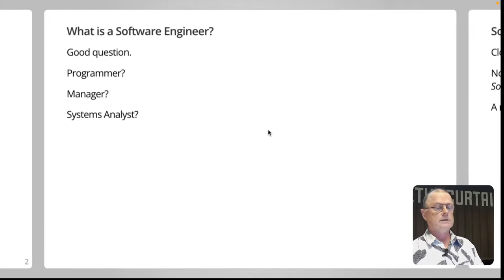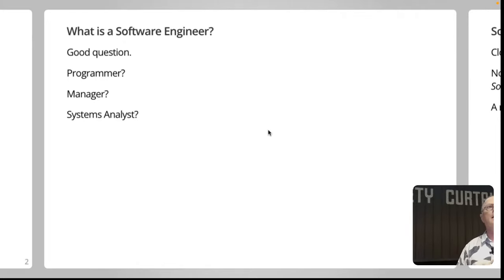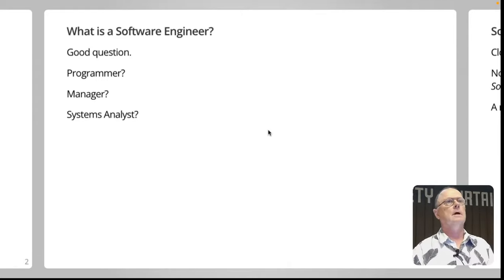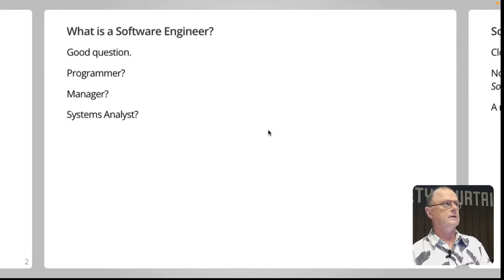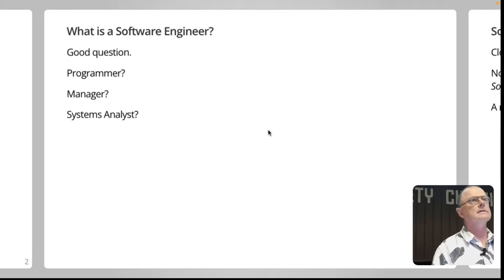So then the question you should probably ask is, what is a software engineer? And actually, that's not an easy question to answer. A lot of people think that if you're a programmer, you're a software engineer. And I don't think that's true. It's not sufficient. It's like saying, because I can write a sentence, I'm a novelist. It's a different thing.